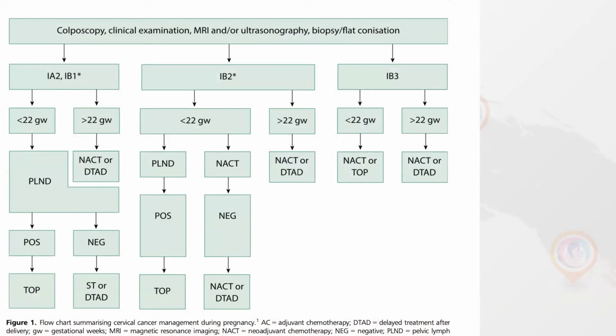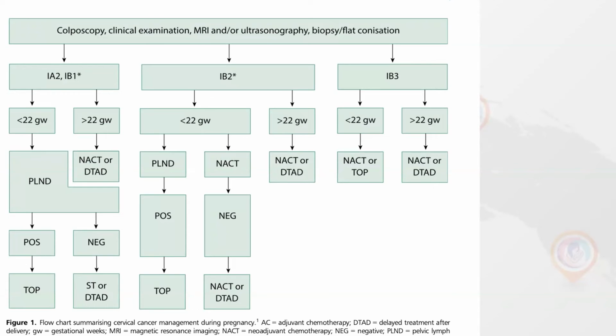Just to remember, this is the flow chart from the TOG article regarding how to manage cervical cancer in pregnancy. If I may tell you in brief, in case the period of gestation is more than 22 weeks and the woman is really desirous of fertility, then in such cases you can delay the treatment till delivery, or you can go for neoadjuvant chemotherapy.